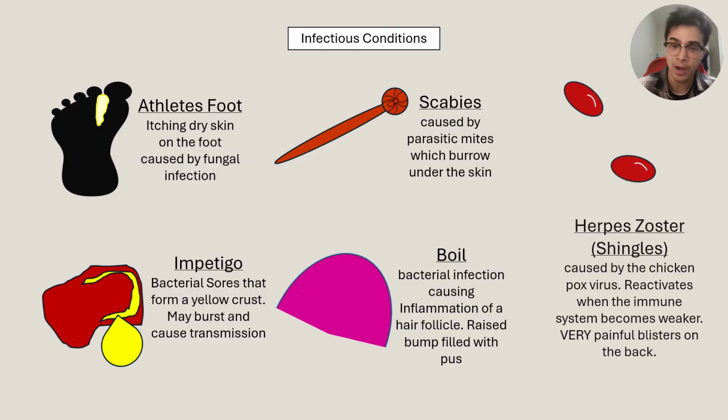And then finally, we have herpes zoster, or shingles. This is caused by the chickenpox virus that we get as children. And as we get older, our immune system slowly weakens and it reemerges as these very, very painful sort of blisters on a person's back. It's very important to be careful when handling a patient like this.